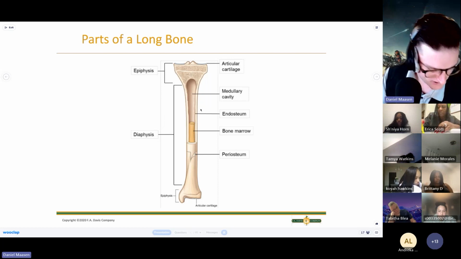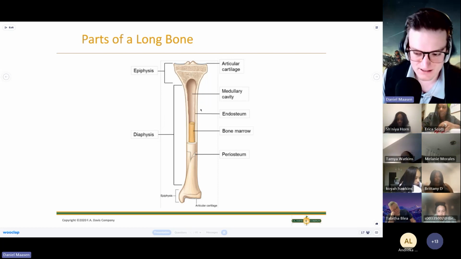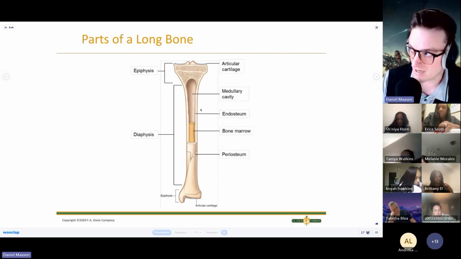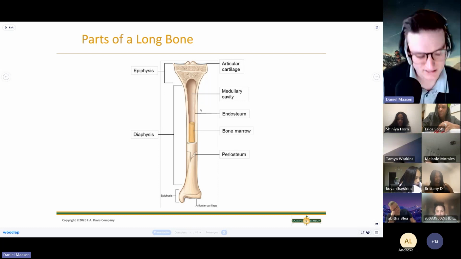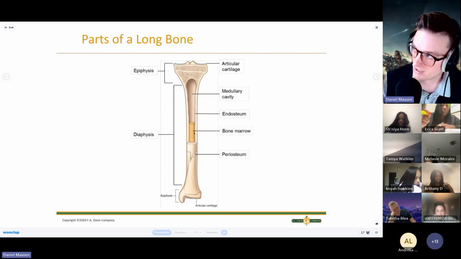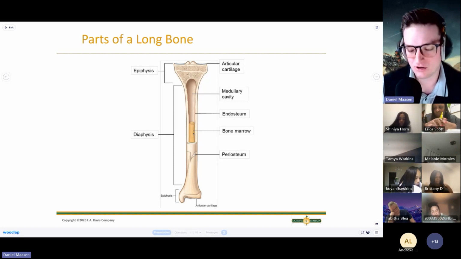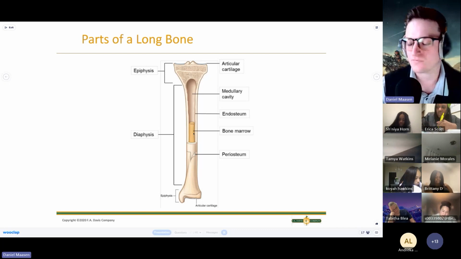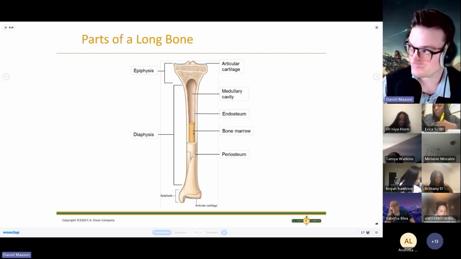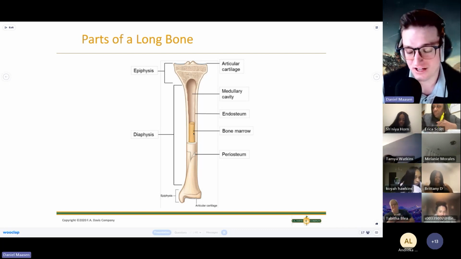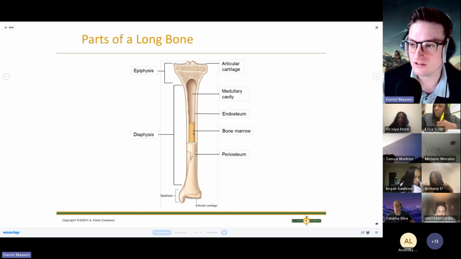A unique thing, I'll make the point now, and it gets reiterated later in this chapter: you can see in this picture, or on page 103 in your book, that this bone marrow is colored yellow, which is interesting. There are technically 2 types of bone marrow, and you will have to know this. There's yellow bone marrow, and there's red bone marrow.